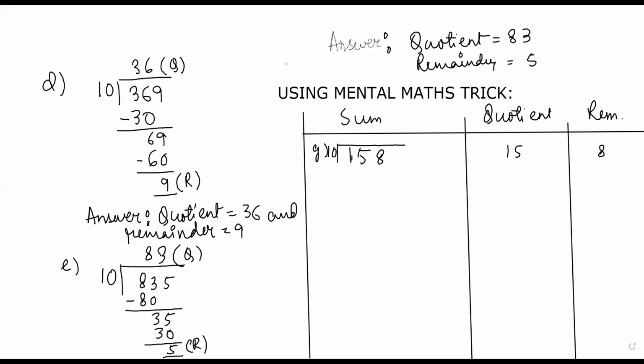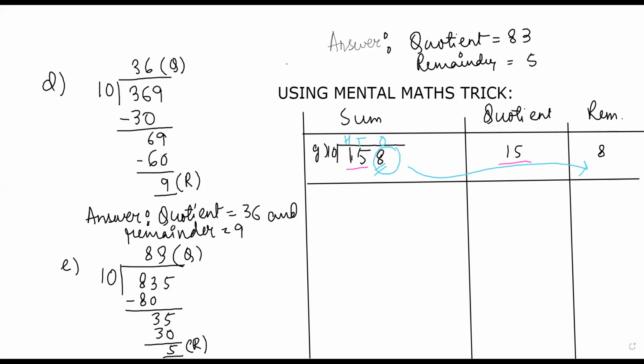Again, I am just memorizing one fact. How are we able to understand it? This 8 is the ones digit. So if the ones digit is not zero, it takes its place as the remainder, and the other two digits are the quotient. Okay, this is the trick.